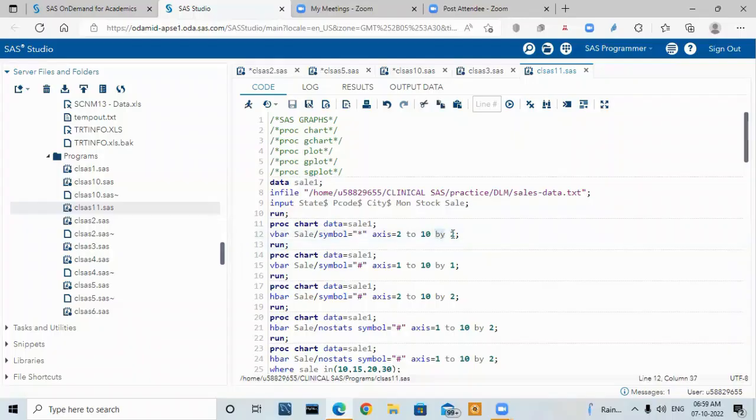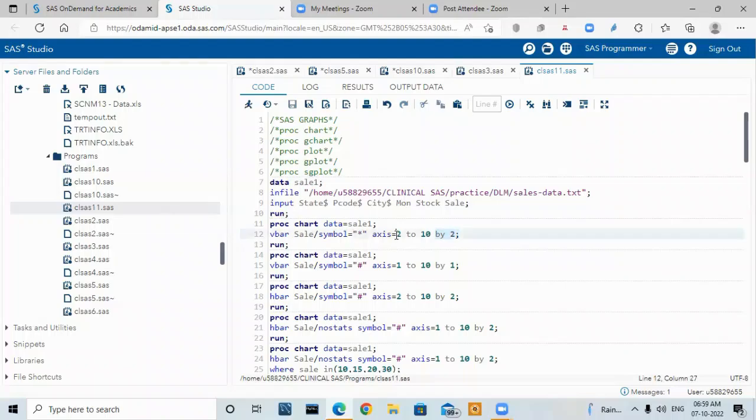Every value will be incremented by 2. That means 2, then we are taking 4, then we are taking 6, then we are taking 8, then 10, and so on. Understood? That is the meaning of by 2.